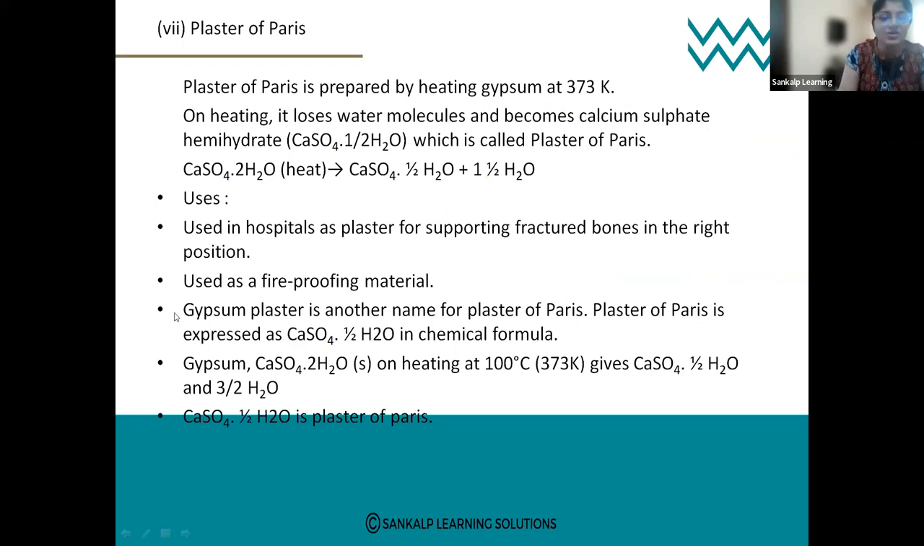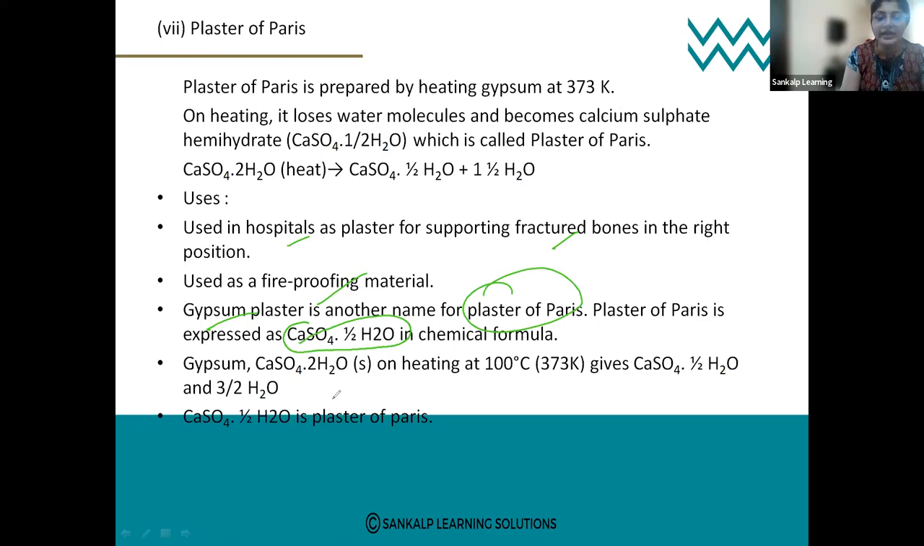So where is it used? It is used in hospitals as plasters for supporting fractured bones in the right position. Then it is used as fireproofing material. Gypsum's other name is plaster of Paris. It is expressed as calcium sulfate hemihydrate.